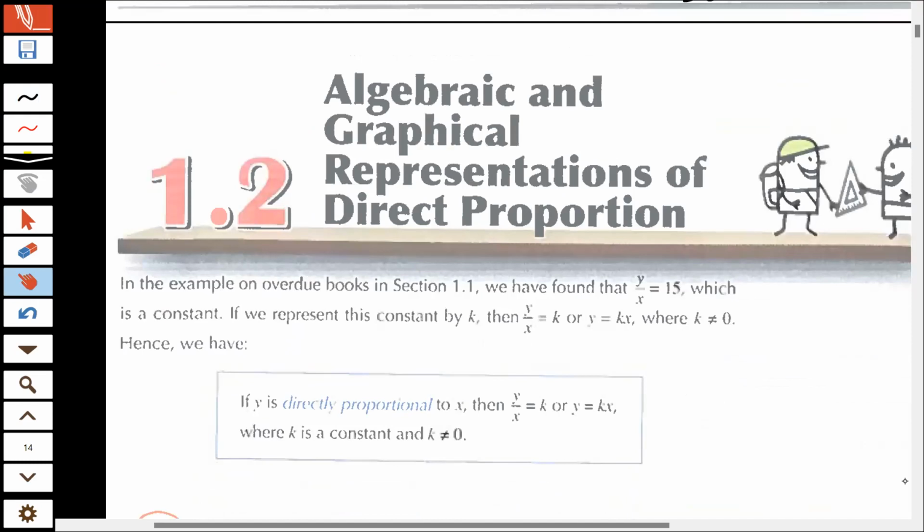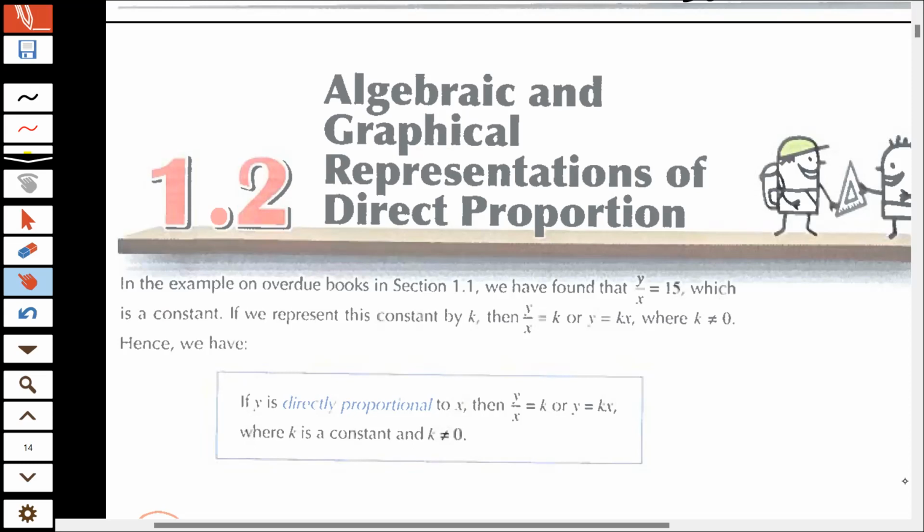In the example on overdue books in section 1.1, we have found that y upon x equals 15, which is constant. If we represent this constant by k, then y upon x equals k, or y equals kx, where k is not equal to 0. Hence, we have y is directly proportional to x.